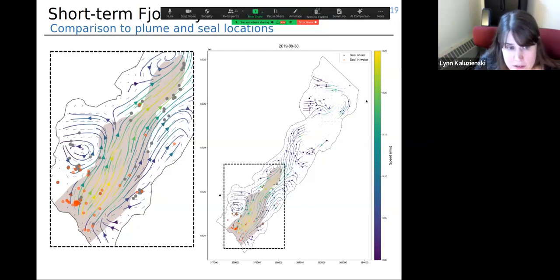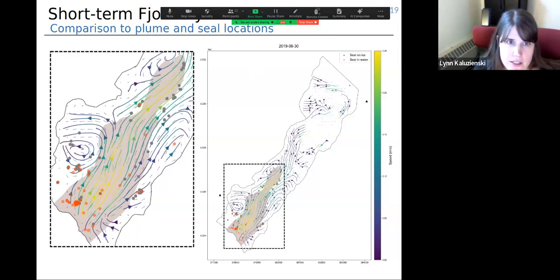There's actually a ton of seals in the water on this particular day. This was from August 30th of 2019. So it's a particularly hot day. That's why we think so many of them are in the water, because that was somewhat atypical. And then in brown, we have the location of the plume.